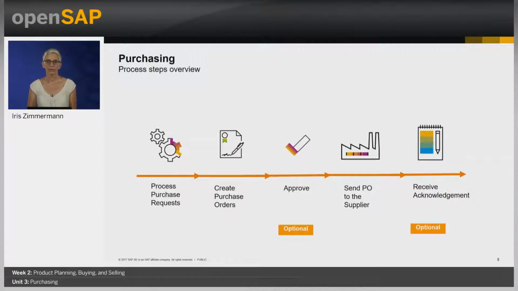Based on these, purchase orders are created. Depending on the value of the purchase order, you can control if a manager's approval is required before sending it to the supplier. The supplier might optionally send an acknowledgement to confirm completely, partially, or reject the requested date and quantity. The purchasing process can be mostly automated. Only in case an approval is needed or if the supplier acknowledgement has deviation, manual interaction is needed.